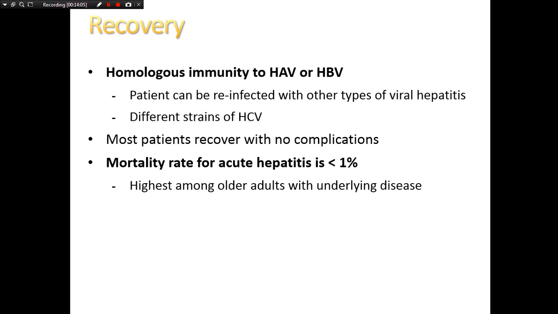During the recovery period, if this patient recovers from HPV, and we also know with HIV, they're going to have lifelong immunity to those diseases. They, however, can be reinfected with another type of hepatitis, and if there's a different strain of the hepatitis, they also can acquire that. But like we said, with HIV, HBV, most patients are going to recover with no complications. They're not going to progress to the chronic hepatitis. So the mortality rate is like less than 1%, and it is highest among older adults who have underlying comorbidities.